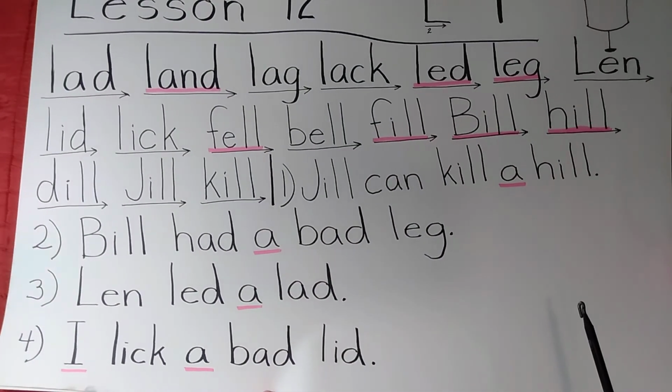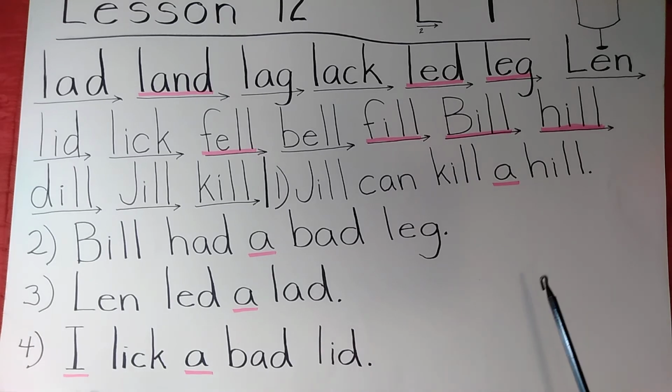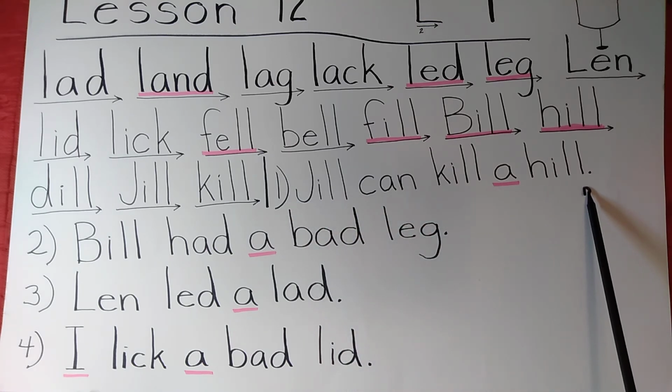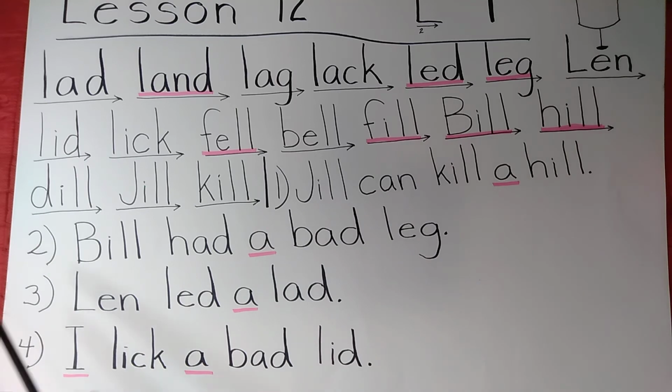Have the students read these twice, and then the second time, give you a reason for their true and false answer. Use pause. All right, my answers. Number 1, Jill can kill a hill. Too silly to be true. Gotta be false. Number 2, Bill had a bad leg.